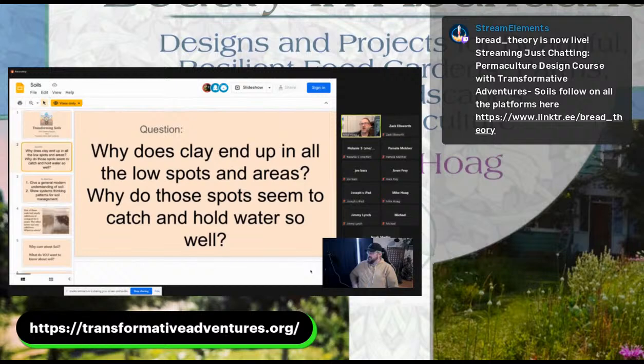One is, why does clay end up in all the low spots and areas? This gives us a chance to call back to last class when we were looking at landscape geography and those spots we called key points: low places, indentions in the landscape that collect water. Oftentimes, if you grab a shovel and dig in one of those, you'll find that area has the most clay particles in it. That usually has the richest soil, and often those spots just seem to catch and hold water and nutrients better than the other places in the landscape.